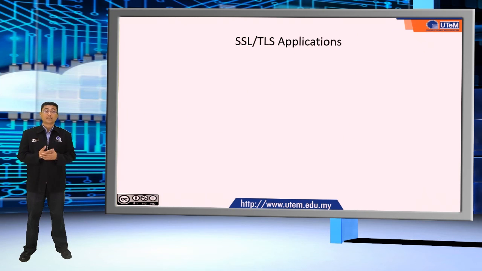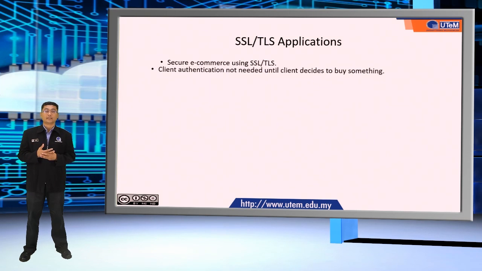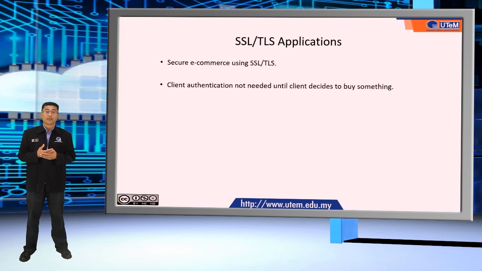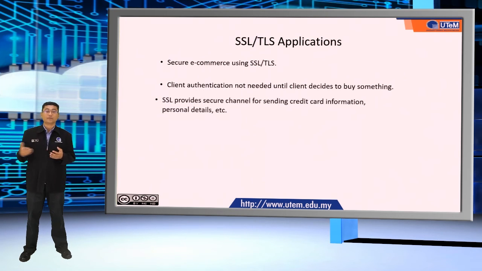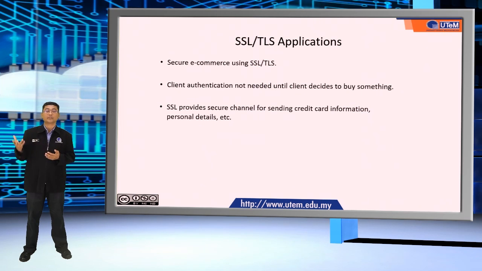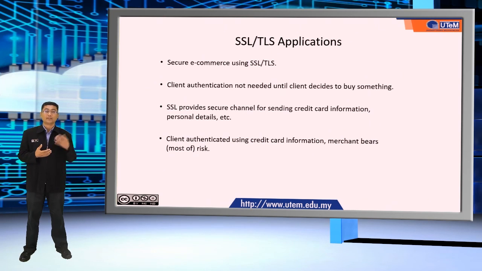Okay, SSL and TLS applications. An example is secure e-commerce using SSL or TLS. Client authentication is not needed until the client decides to buy something. SSL provides a secure channel for sending credit card information or personal details. The client is authenticated using credit card information, and the merchant bears most of the risk. A very successful example is the Amazon.com online supermarket, or booking airline tickets.